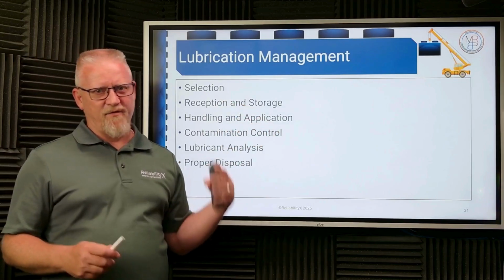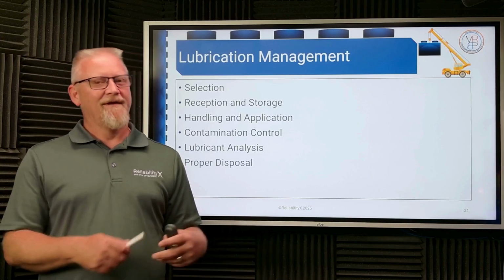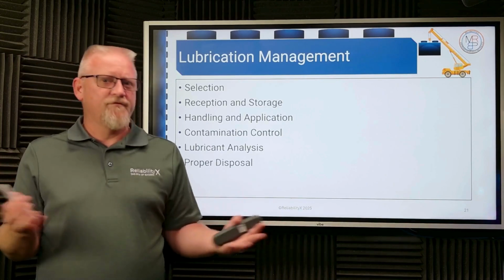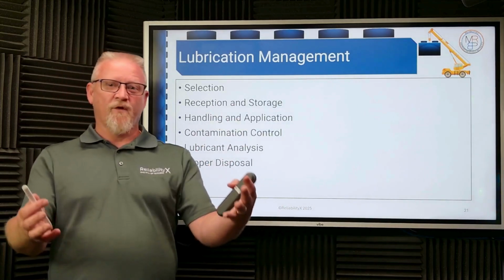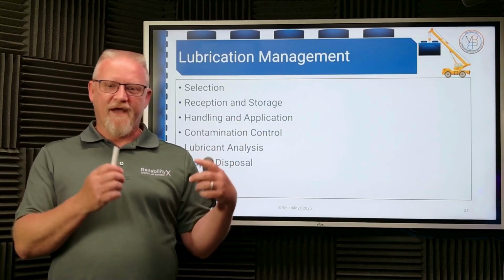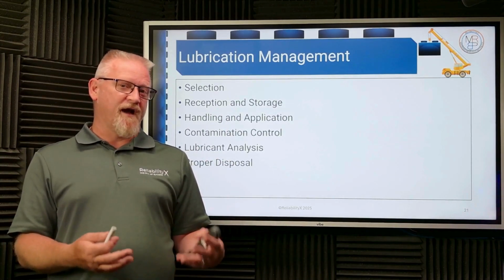So lubrication management includes a few key processes. The selection process: we've got to have the right lubricants for the application, including in some instances food grade lubricants. We've got reception and storage. This is where we receive the lubricant. We make sure that the lubricant is filtered to the appropriate ISO standard.